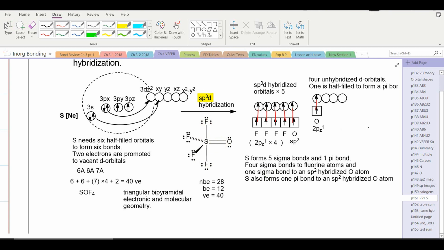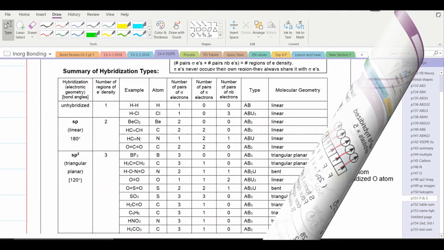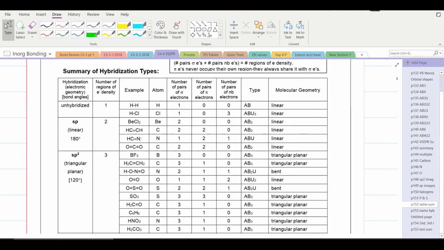So as it turns out, our valence bond model is fairly versatile. It can explain the bonding in a variety of covalent compounds. Page 152. Let's see if we can summarize what we saw in this chapter. So this is a summarization of hybridization types. I collected a variety of formulas, and looking at the formula we should be able to figure out the hybridization state of any atom in it.